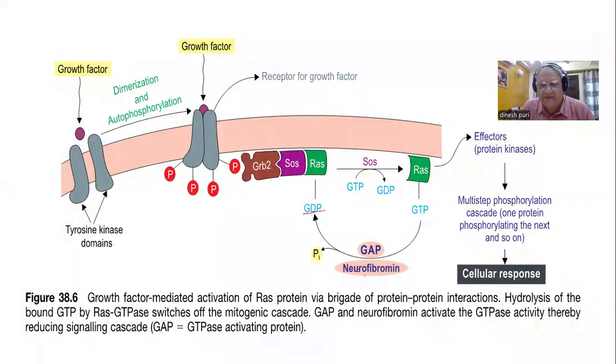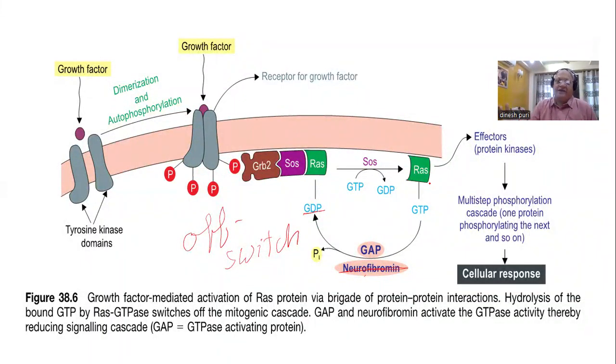So supposing there is a mutation in the neurofibromin, then RAS GTP will not be converted to RAS GDP. Reduced conversion or even absent conversion. So क्या होगा? It is locked in the activated GTP bound state. Locked in activated form simply because it has lost its off switch. Off switch khatam ho gaya, so it is locked in the activated GTP bound state.